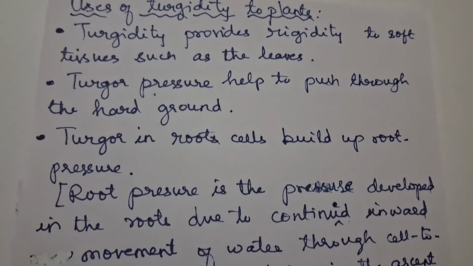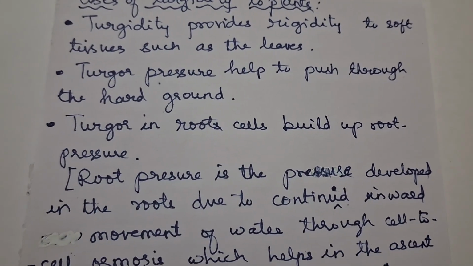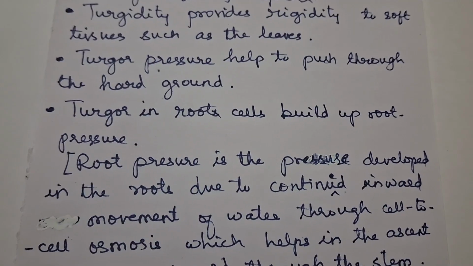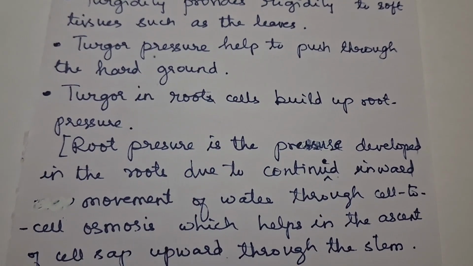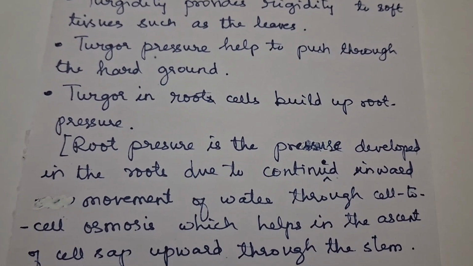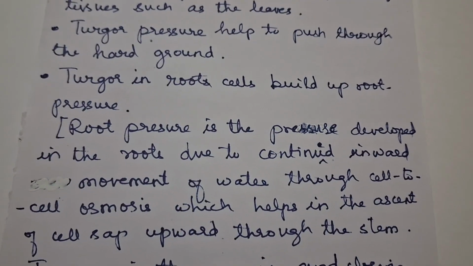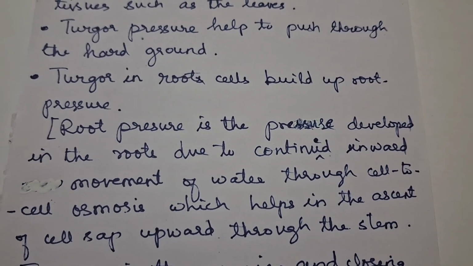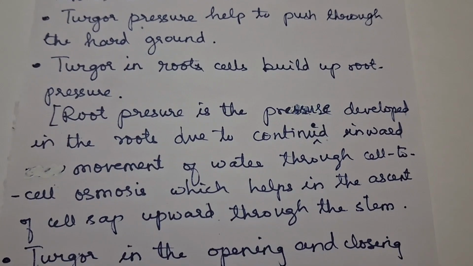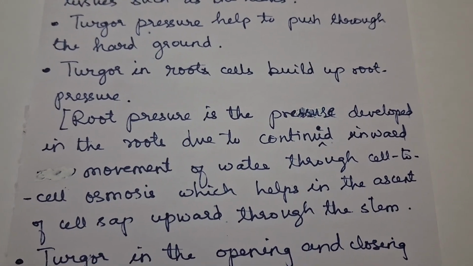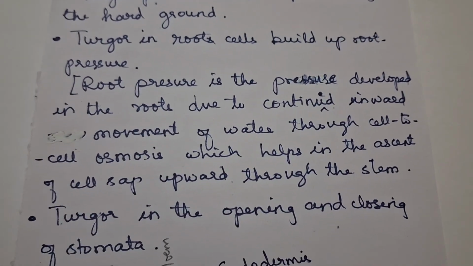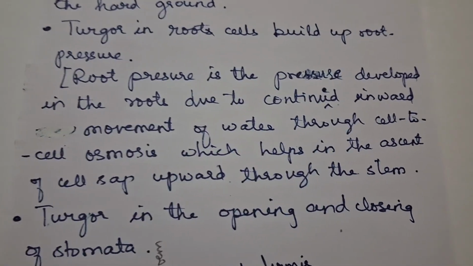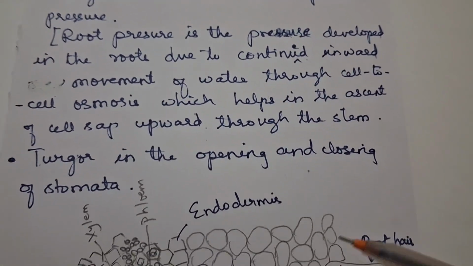What does root pressure mean? Root pressure is the pressure developed in the roots due to the continued inward movement of water through cell to cell osmosis, which helps in the ascent of sap upward through the stem. That is, the sap moves upward because of the root pressure. Turgor pressure is also responsible for the opening and closing of the stomata.